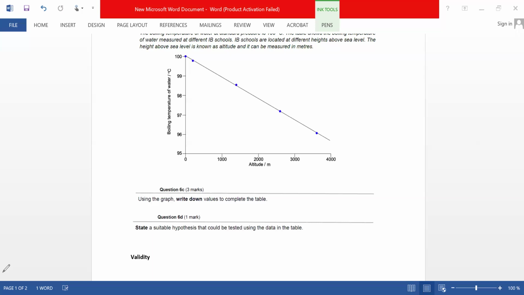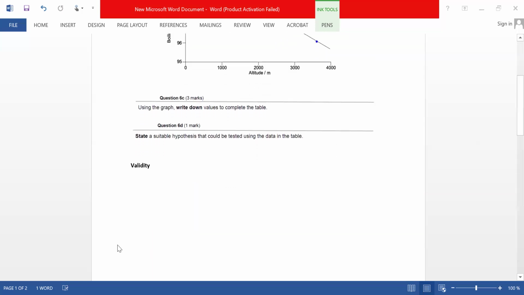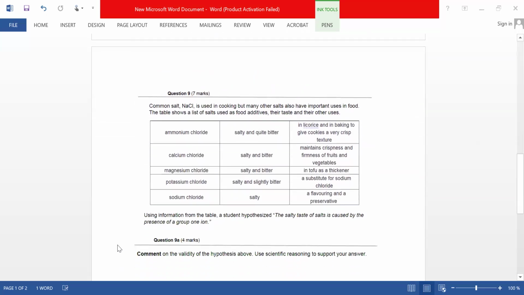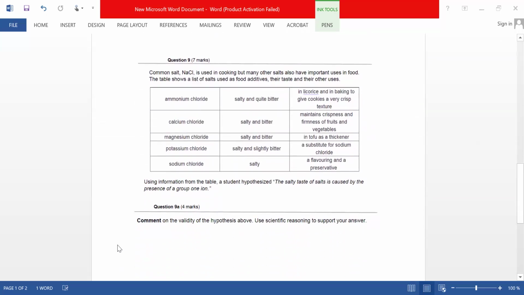Then the other part that you need to develop is validity. You must learn how to validate whether your prediction is true or wrong based on the data given to you. So we are given a question here which says that common salt is used in cooking, but many other salts also have important uses in food. The table shows a list of salts used as food additives.